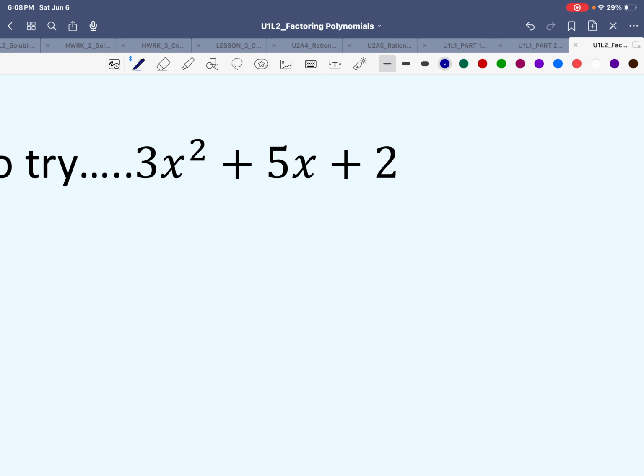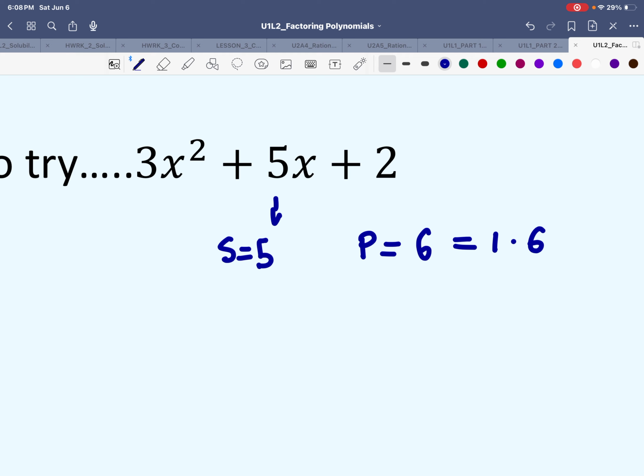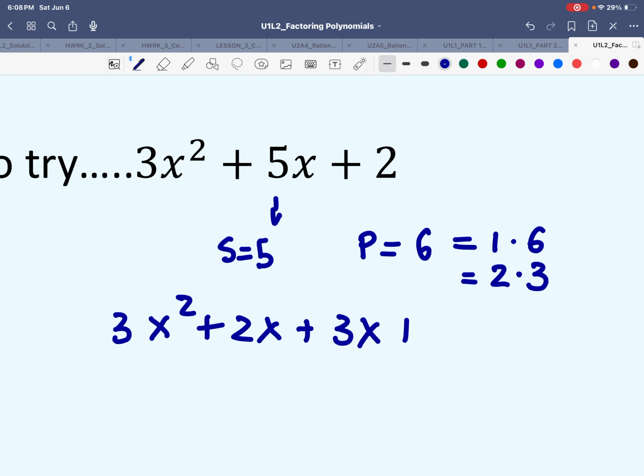You can try this on your own first. So you have the sum of 5, and we need the product to be equal to, again, remember, 2 times 3, which is 6. So 1 times 6, that doesn't add to 5. 2 times 3, that adds to 5. So 3x squared plus 2x plus 3x plus 2.